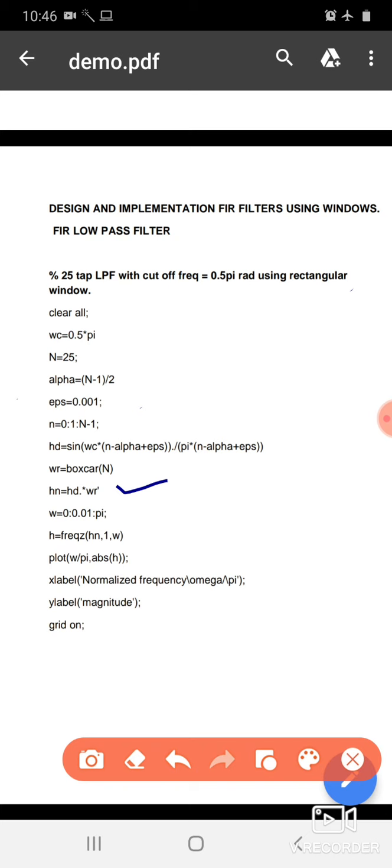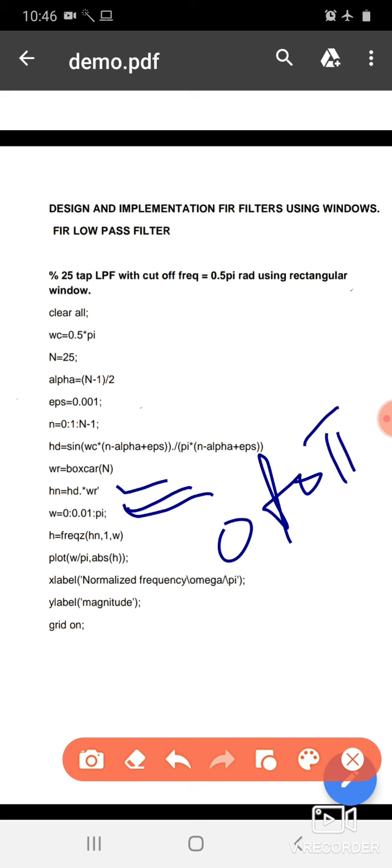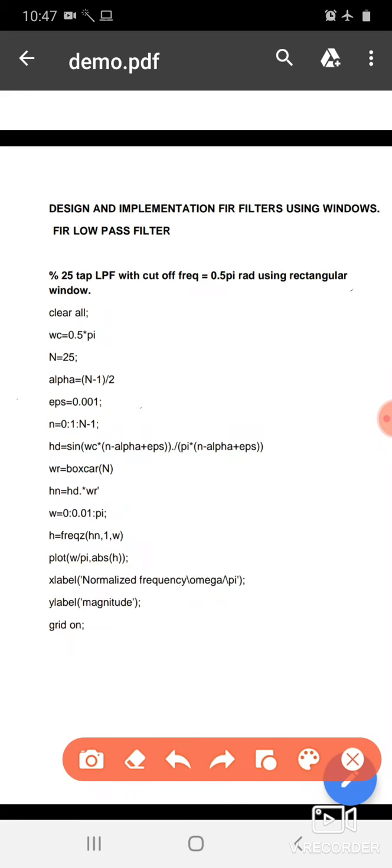Next we plot this in a frequency response. We want the frequency response at the last. For that reason we take w equals 0 to pi with increments of 0.01, so from 0 to pi we are going to plot our signal. Next we use h equals the frequency response of h of n, for that h of n comma, how many increments by 1 with respect to length, and w, that is omega also.